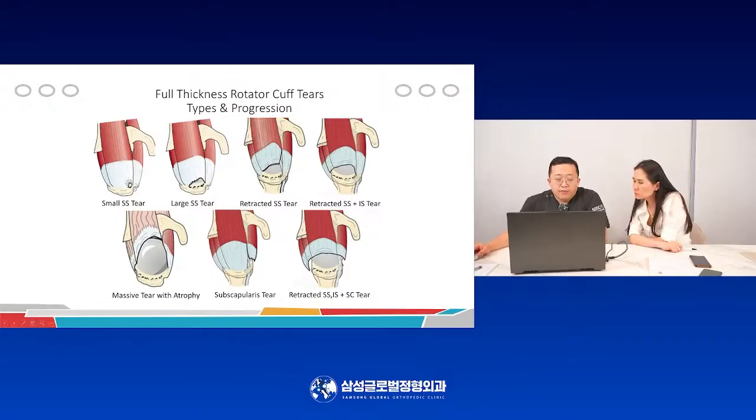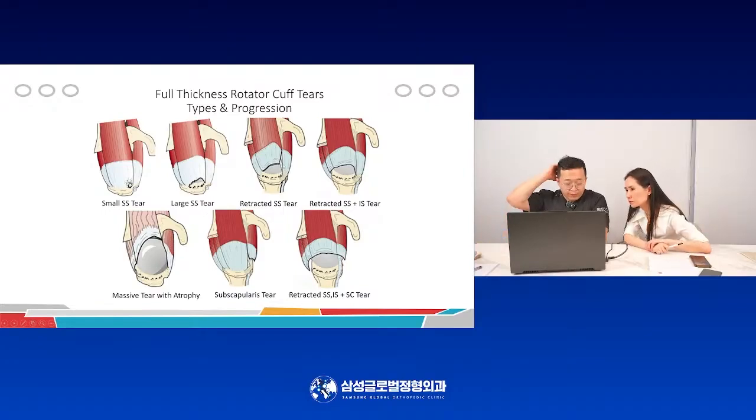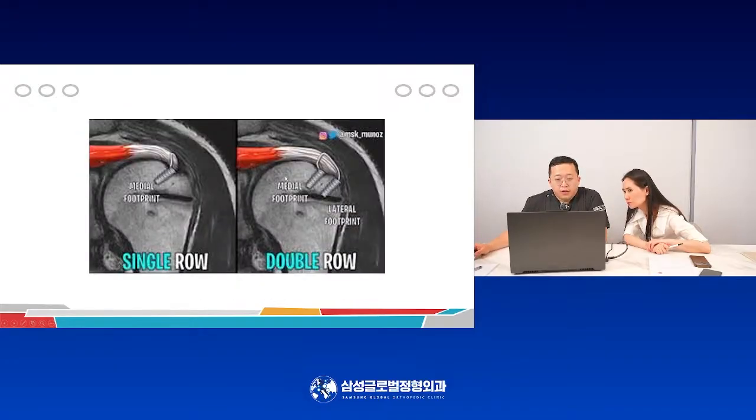That's the first key word. And we categorize the amount of the defect, okay? Under 1 centimeter, we define that as a small tear. Between 1 and 3 centimeters, we define the medium tear. But more than 3 centimeters, we define the large tear, and more than 5 centimeters, we define that as the massive tear. So, what should we do? We have to fix this retracted tendon in the same way.